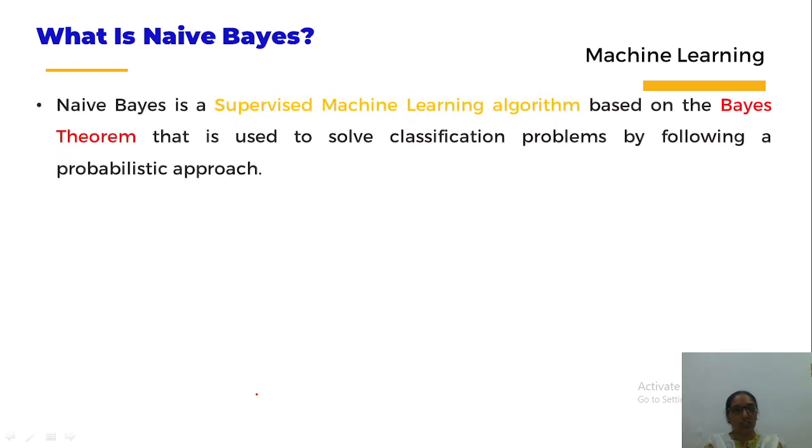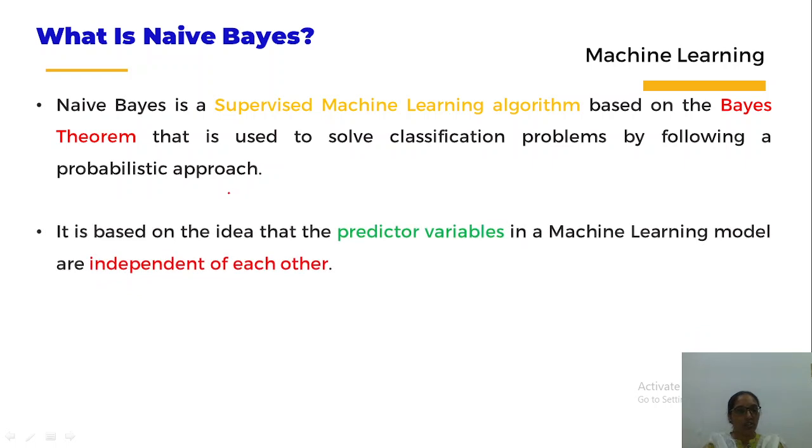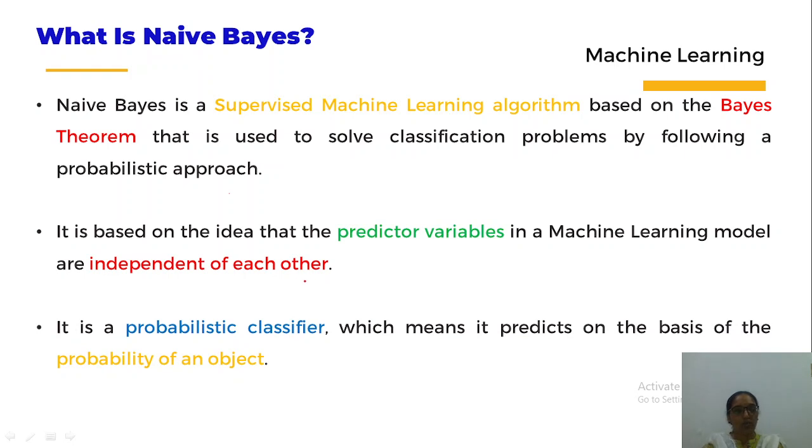So what is Naïve Bayes classifier? Naïve Bayes is a supervised machine learning algorithm based on the Bayes theorem, and that is used to solve the classification problem by following the probabilistic approach. It is based on the idea that the predictor variables in the machine learning model are independent of each other. It is a probabilistic classifier, which means it predicts on the basis of the probability of an object.